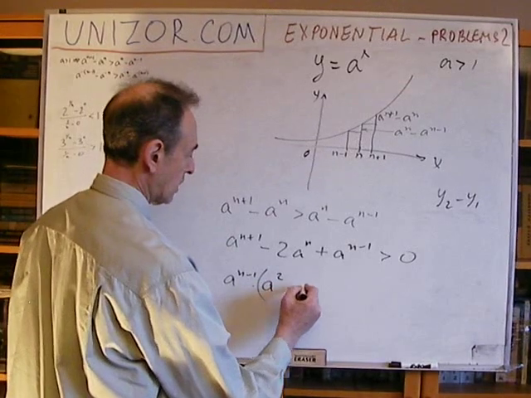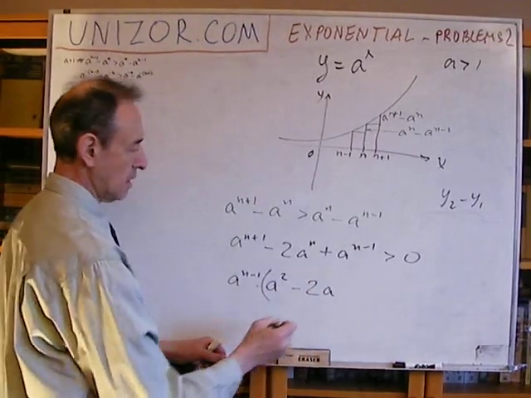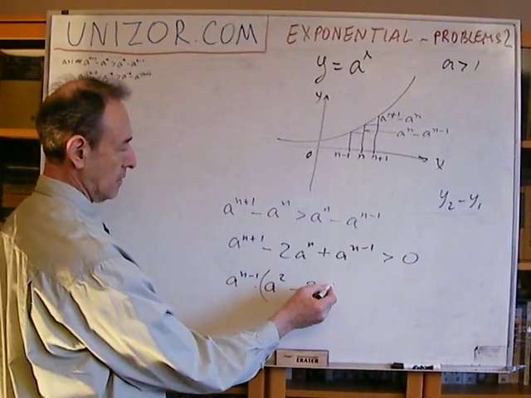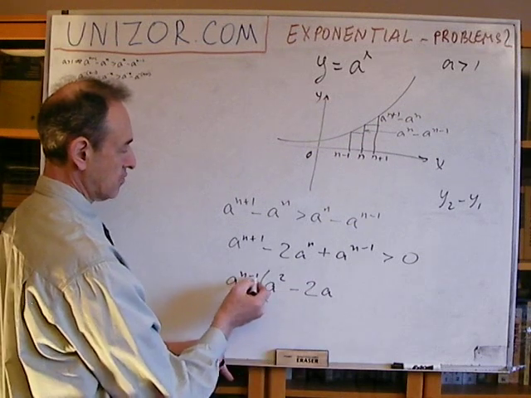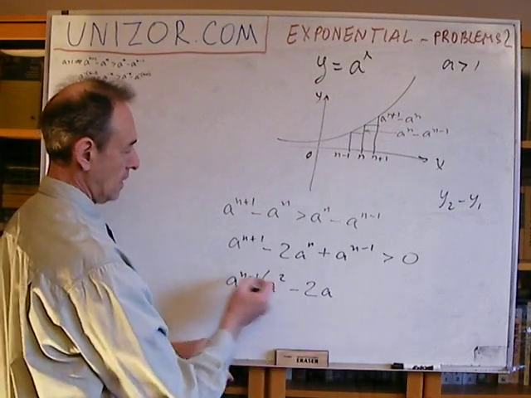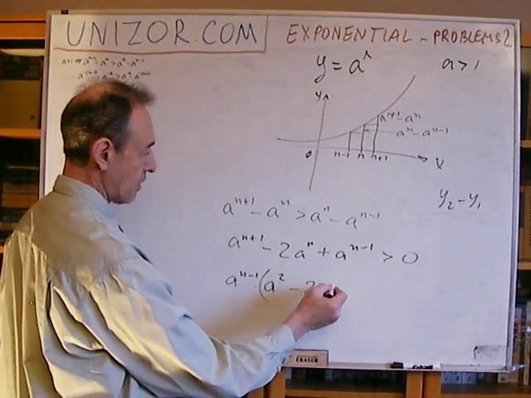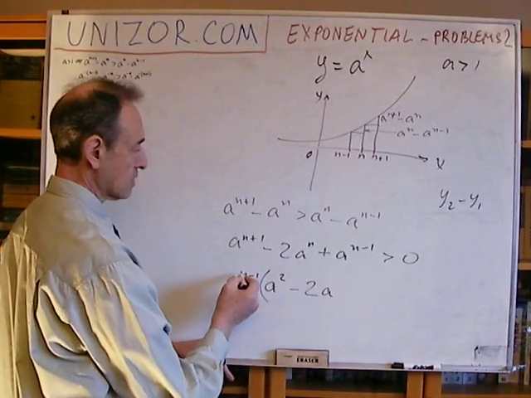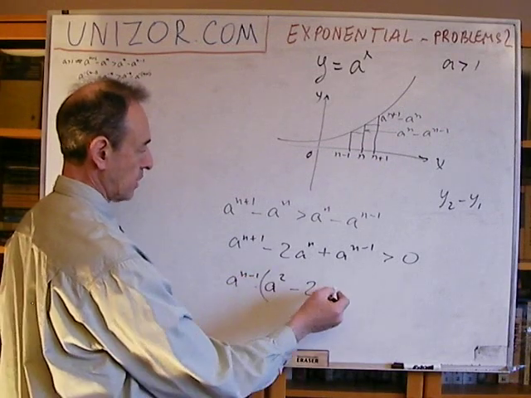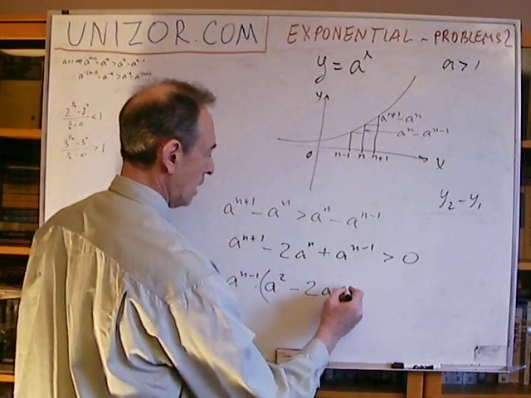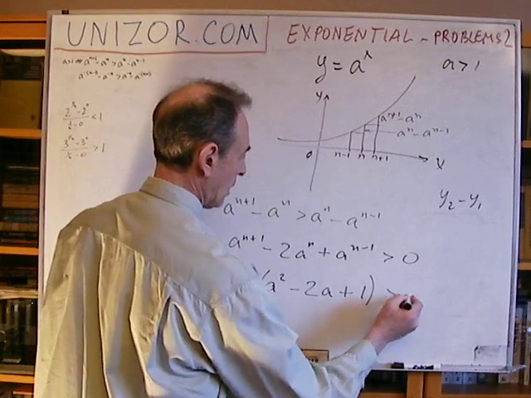Now, in this particular case, I will have minus 2a. This is the first power, and this is n minus 1, so if I multiply a to the n minus 1 times a to the first degree, I will have a to the power of n, n minus 1 plus 1. So that's what I will have. And here I will have 1.